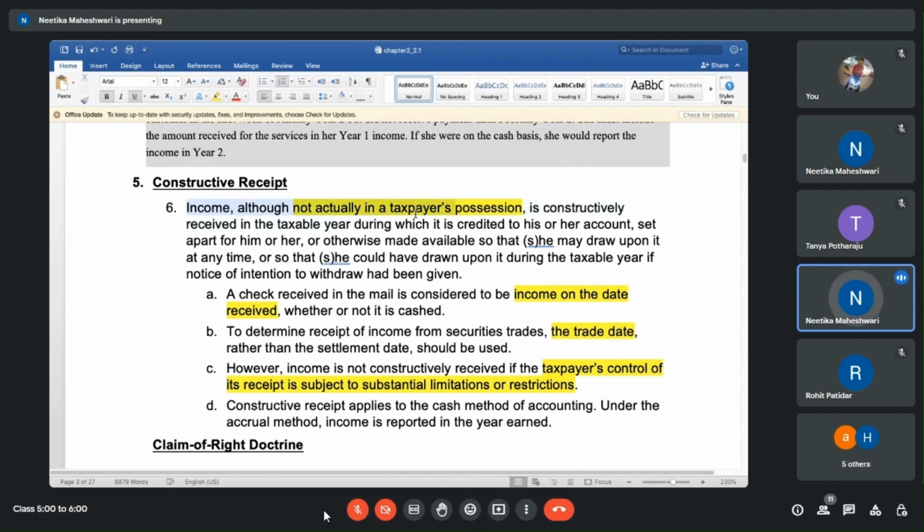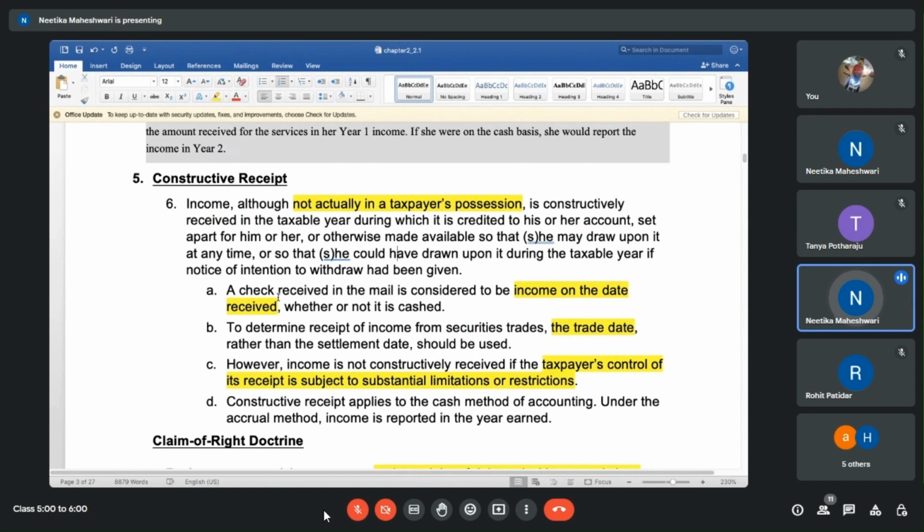Income not actually in the taxpayer's possession is constructively received in the taxable year during which it is credited to his or her account, set apart for him, or otherwise made available so that he or she may draw upon it at any time. So in a way, it is given to them, or it has been kept aside, or the rights have been given. It's just that it is not reflecting in the bank. But if all the other conditions are satisfied, we may have to report that as income, even though the books are done on cash basis.